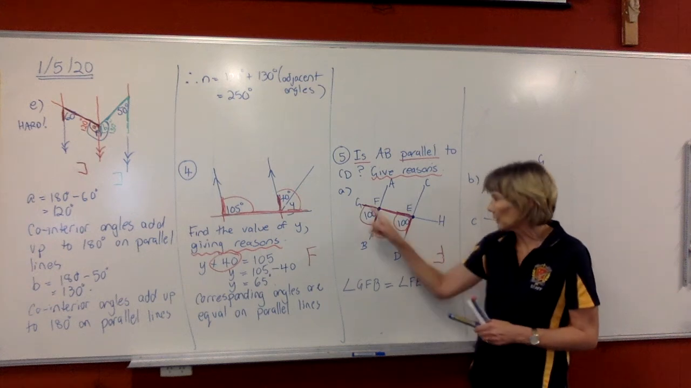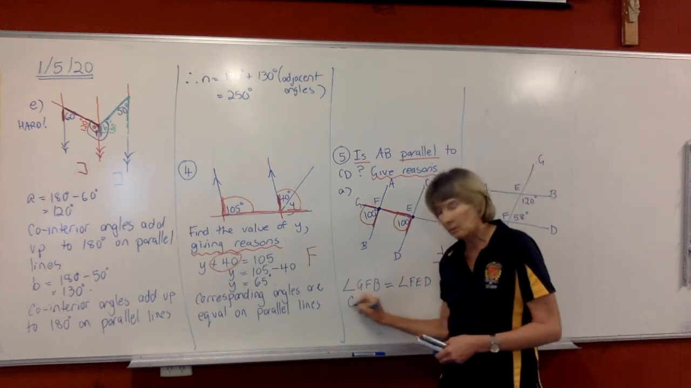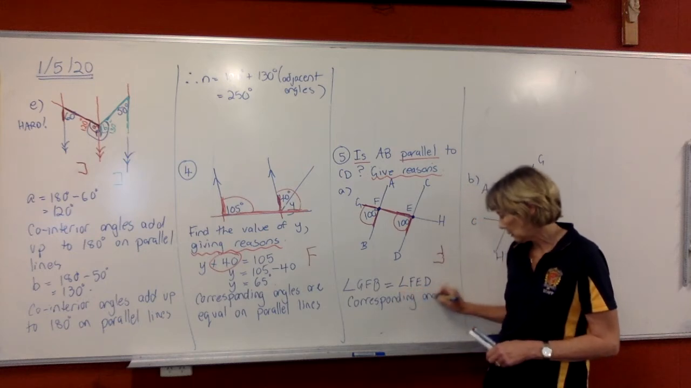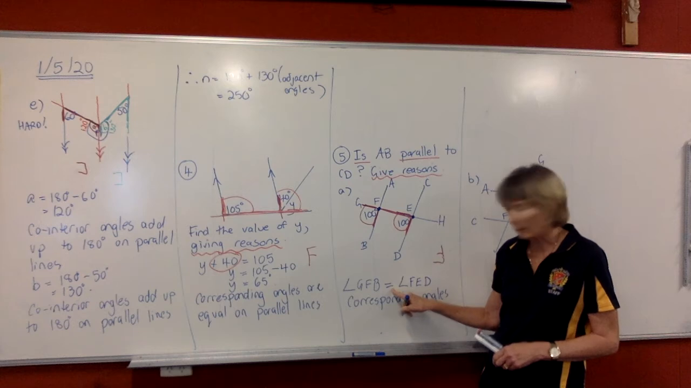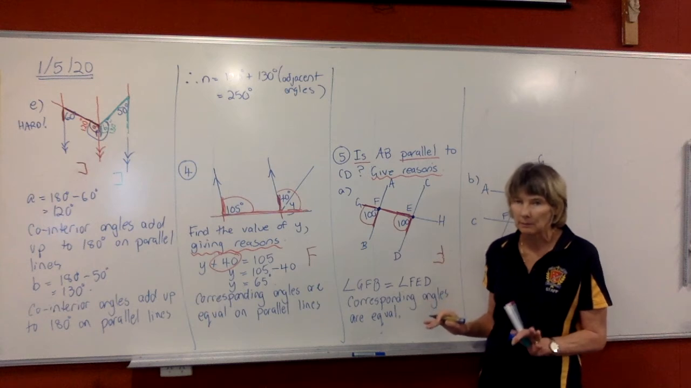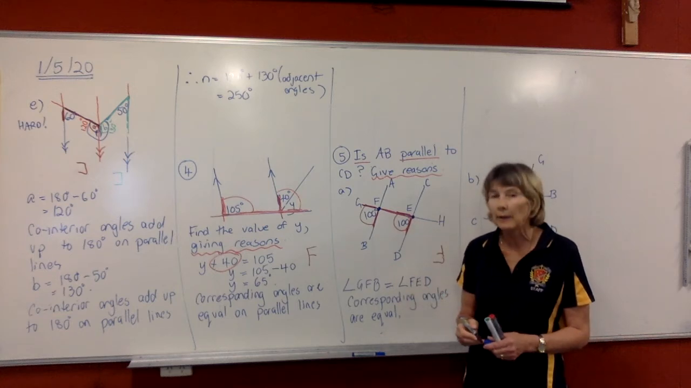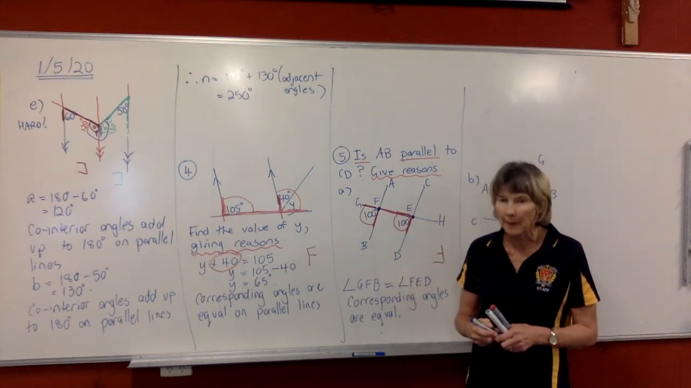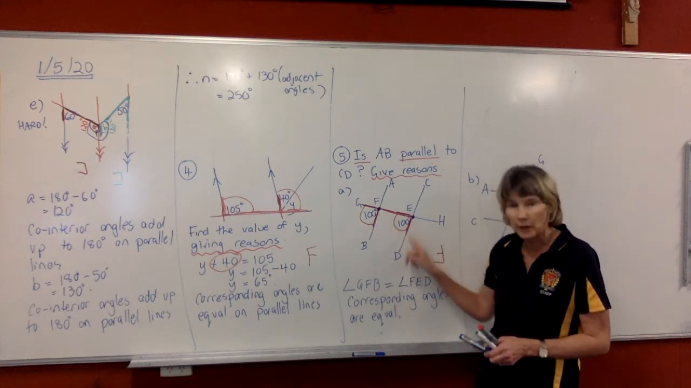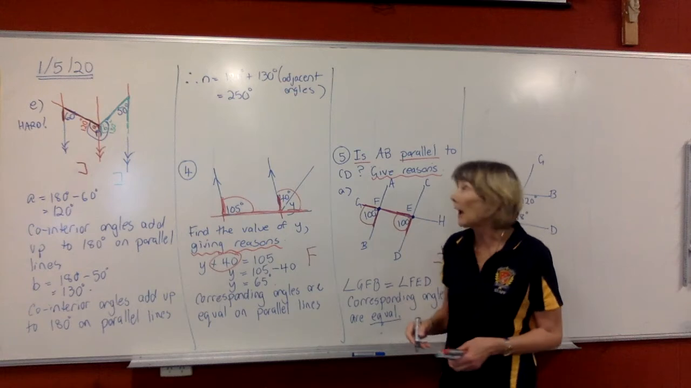Now, we've just noticed that they form an F shape. So that means we must be talking about corresponding angles because they form an F. So we're going to write the corresponding angles are equal. You can see they're equal. We're not going to write the rest of the reason, okay, because we don't have parallel lines at the moment. Remember I said before you can have corresponding angles when the lines aren't parallel. So we're just going to say, well, we do have corresponding angles because they formed an F shape and they happen to be equal. Now, because they're equal, that means the lines have to be parallel.